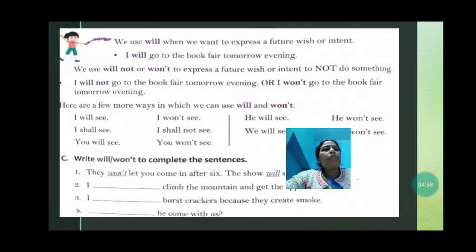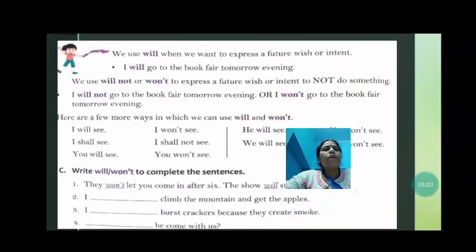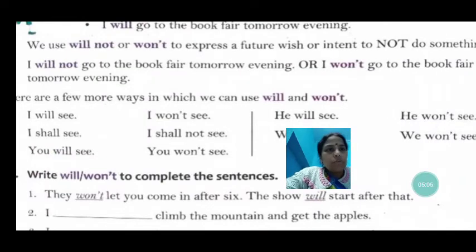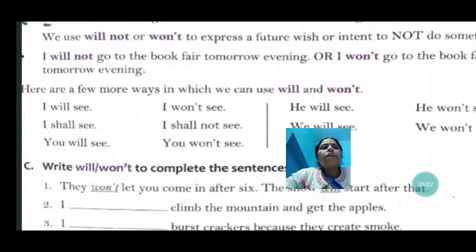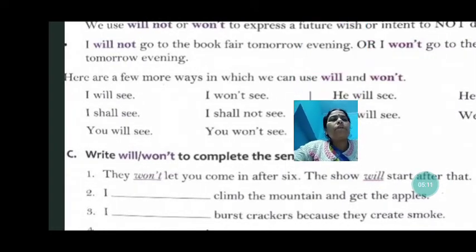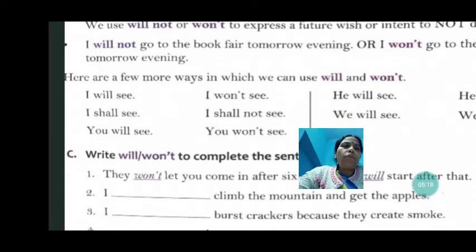Tomorrow evening, or I want to go to the book fair tomorrow evening. So here we will use will not, or we can use won't also. Here are a few ways in which we can use will and won't. I will see, I won't see.